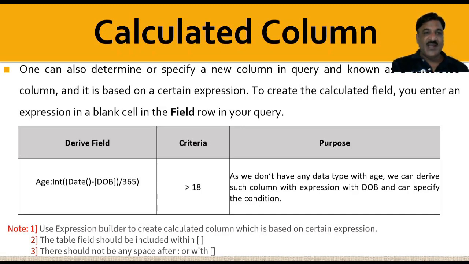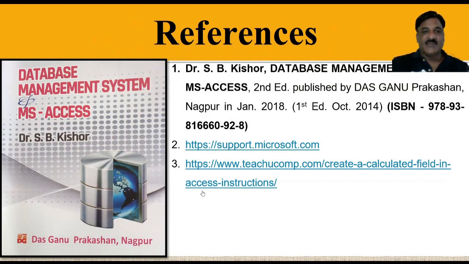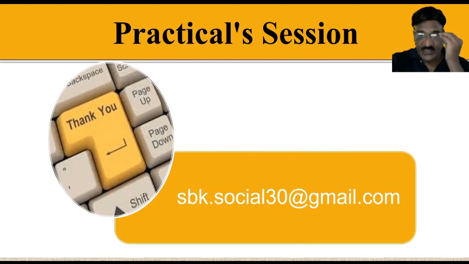Now we are assigning this new expression as the age. How to specify in a derived field? You need to write something like age colon, then your expression. Remember, there should not be any space between the colon on the left side and on the right-hand side. Similarly, you need to specify the existing field name within square brackets. On the derived field you can also specify the criteria. So these are some of the references, and now it's time to do a practical session.